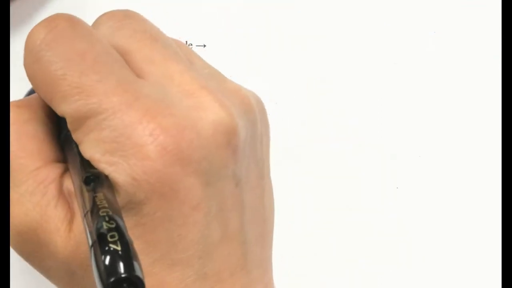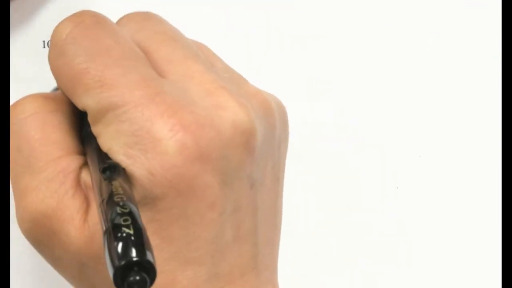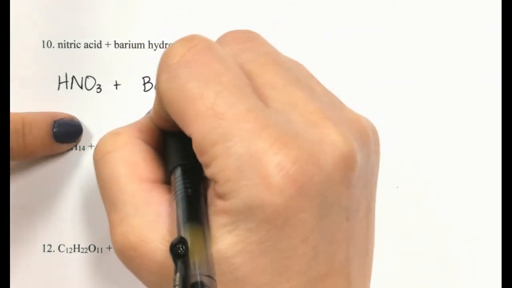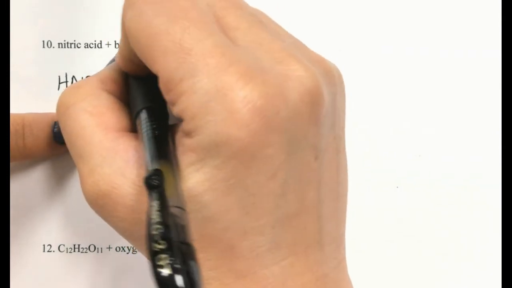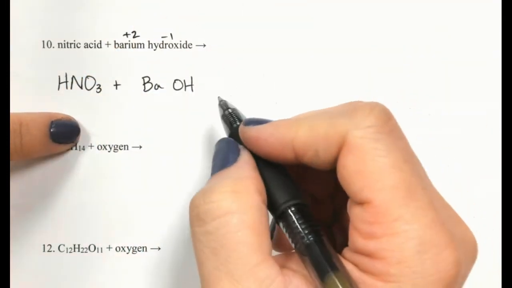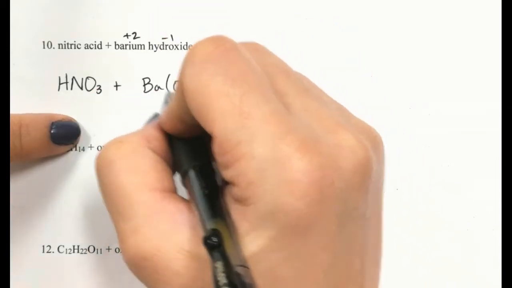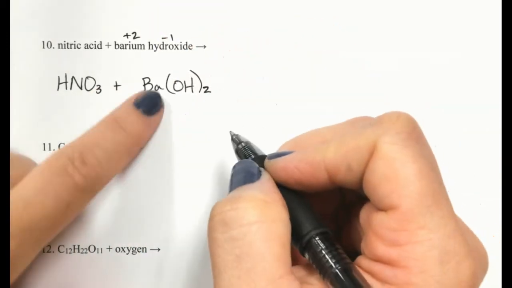Nitric acid is something that you would be told is HNO3 plus barium hydroxide. Barium is Ba, hydroxide is OH. Barium is a +2, hydroxide is a -1. We crisscross, so we need 1 barium, and this means I need 2 hydroxides.